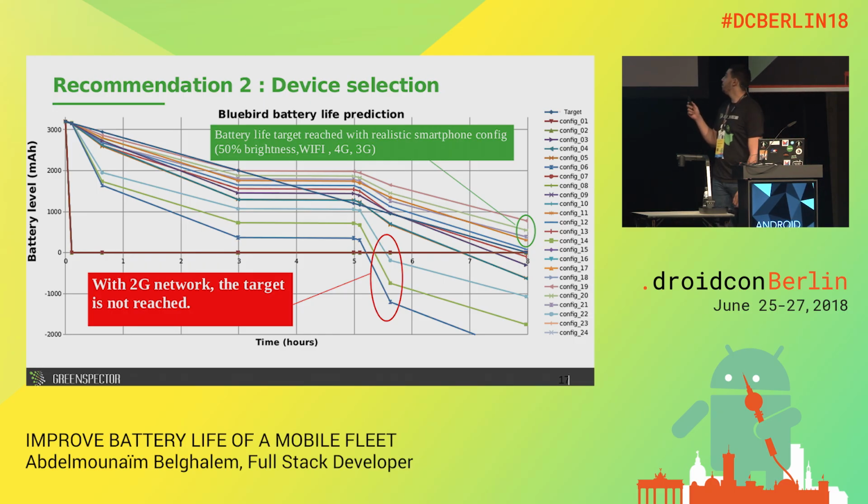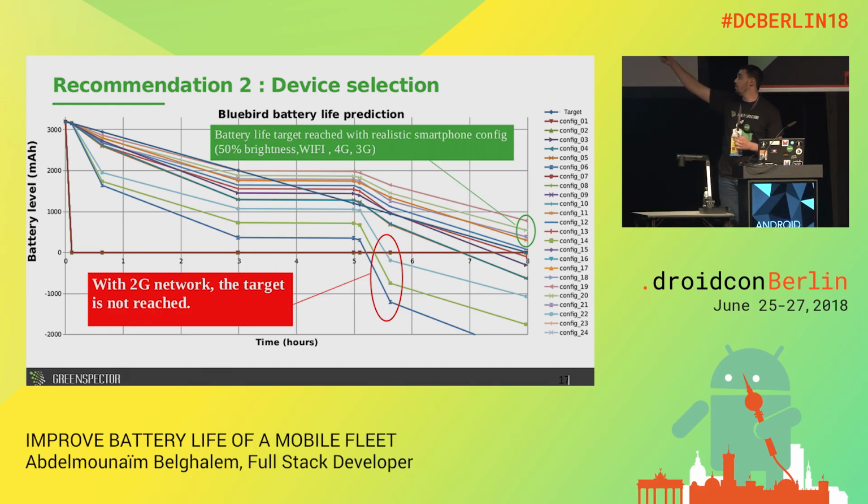The next slide is my preferred one, because this is a graph that I love. Simple graph, indeed. All the lines here are different configurations, as I told before. So one is with 2G, the other one with 3G, 4G, Wi-Fi, and with different brightness configurations. And we did this. These lines here are for the Bluebird cell phone. And our goal here is to arrive at 8 hours.